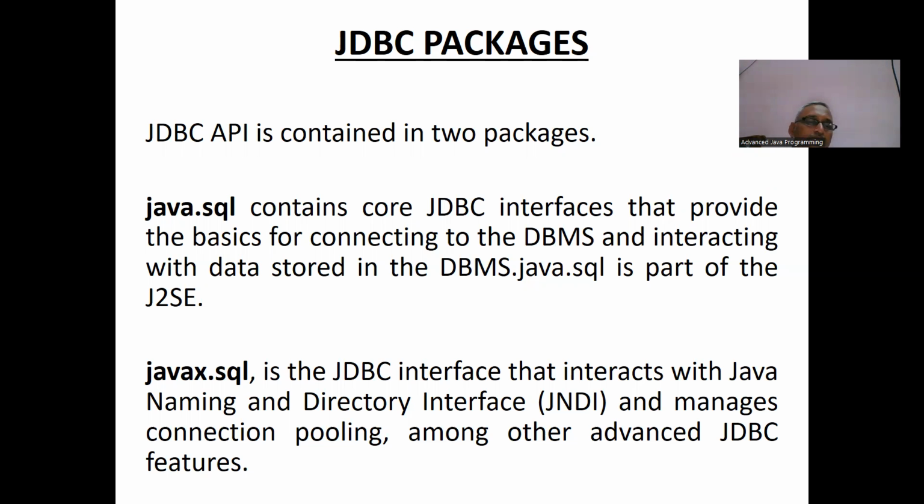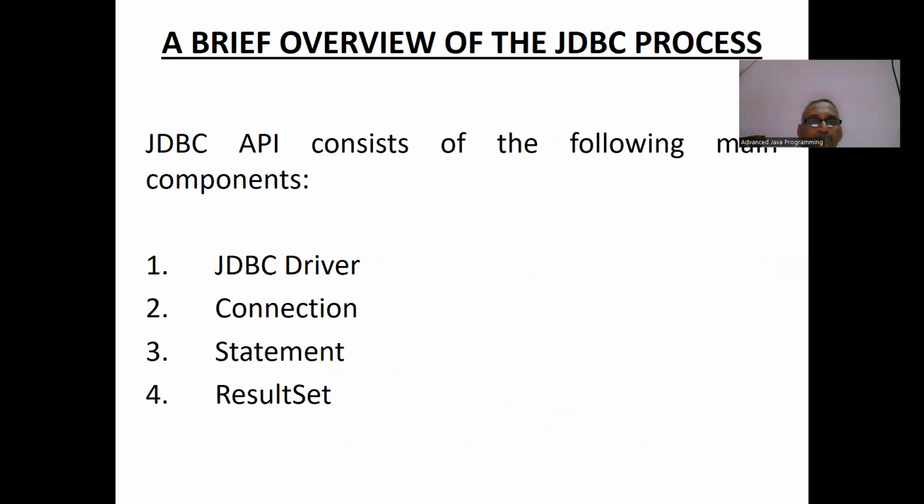java.sql.Driver, java.sql.Connection, java.sql.Statement, java.sql.PreparedStatement, java.sql.CallableStatement, java.sql.ResultSet, java.sql.ResultSetMetaData, java.sql.DatabaseMetaData. Next topic, we will move to a brief overview of the JDBC process. The JDBC API is a standard interface for interacting with any relational database management system. The JDBC API consists of the following main components: JDBC driver, connection, statement, and result set.